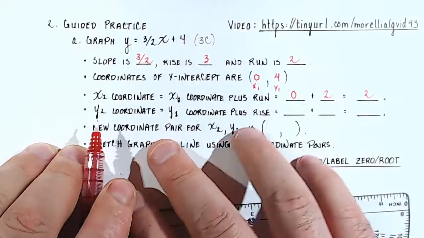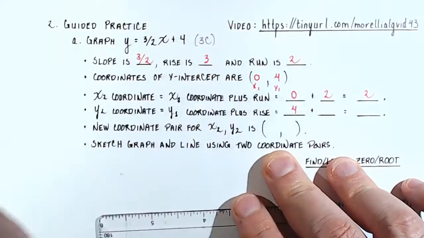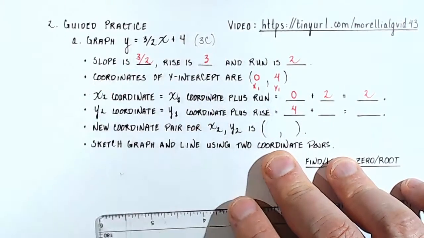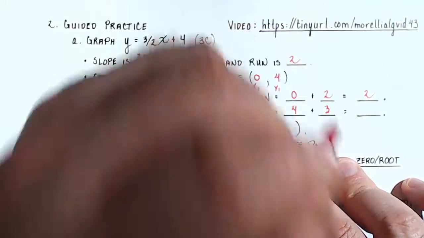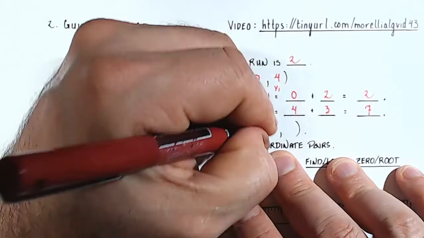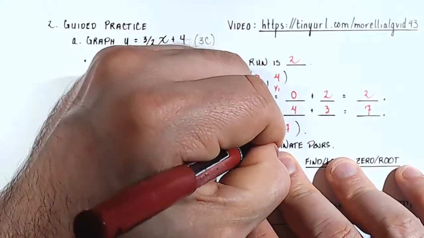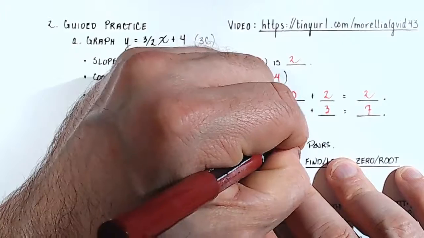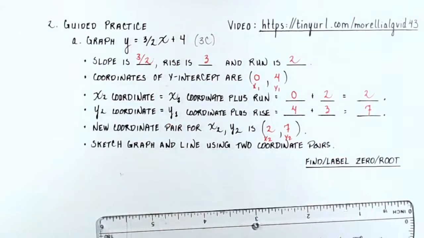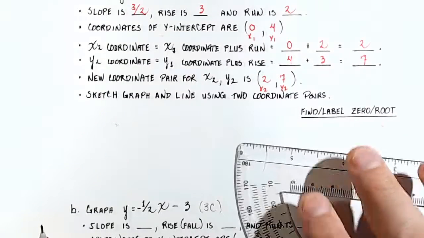The y coordinate's done the same way with the y. We take 4 from y1 and we add the rise to that. That's 3, so 4 plus 3, and that gives us a new y coordinate of 7. So our new coordinate pair here would be 2, 7. This would be x2 and y2. So when we graph these points, we'll have 2 points, we can create a line. We're actually going to find a third point now, and that will be the x-intercept.